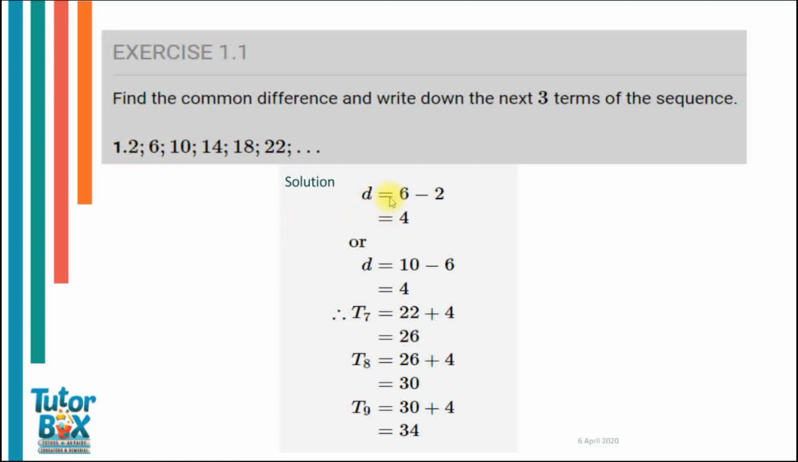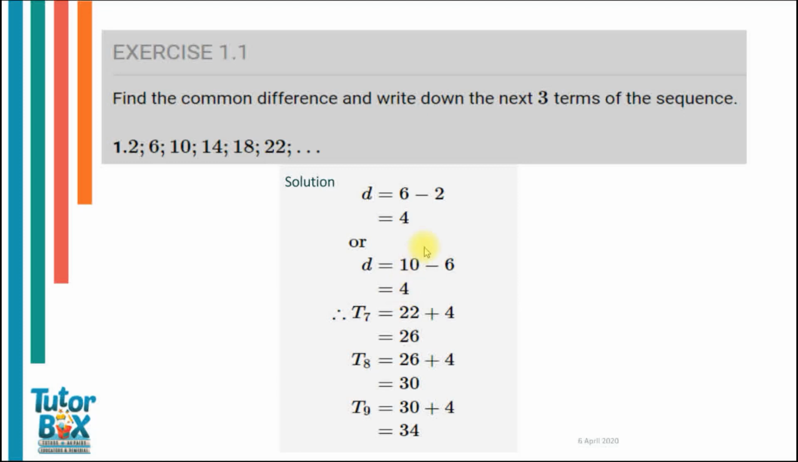If I take the second term and subtract the first term, 6 minus 2, I get 4. Let me check whether this difference is the same throughout all the other terms. Let me test with the third term minus the second term. So D will be equal to 10 minus 6, and then I get 4. You see now there's a common difference. The common difference is 4.